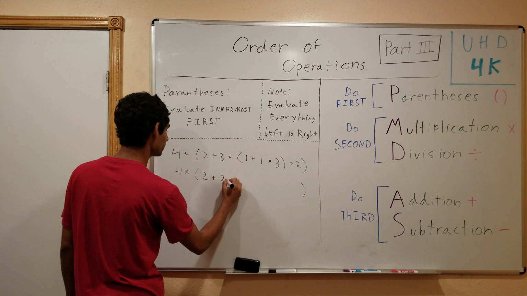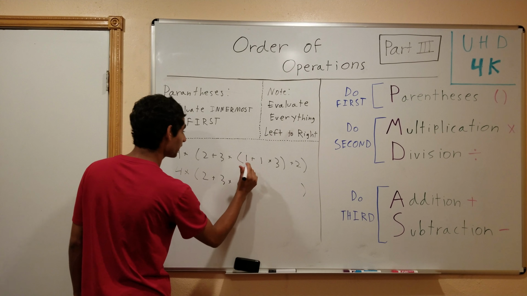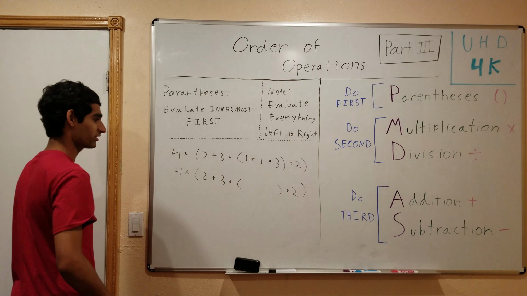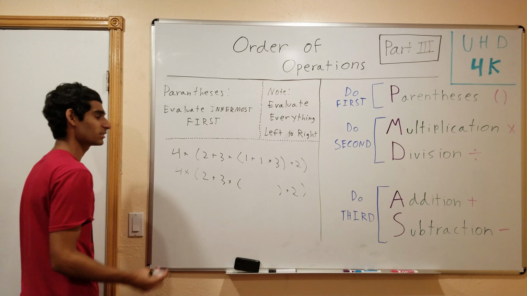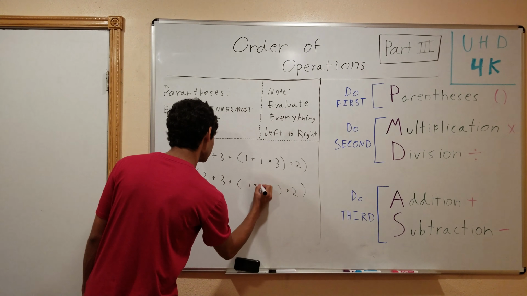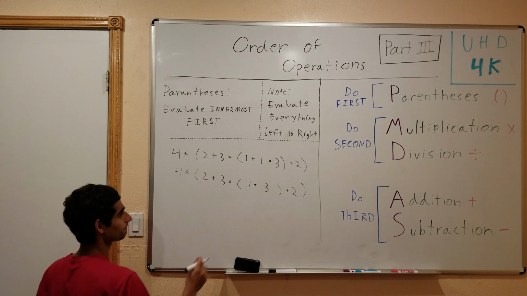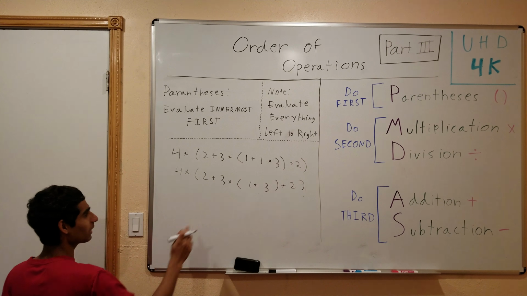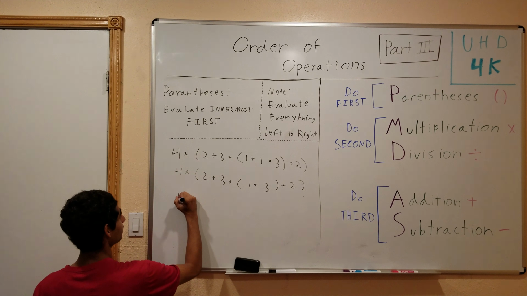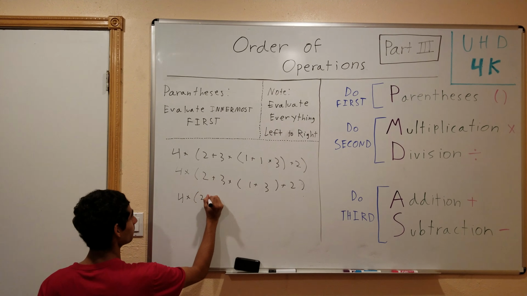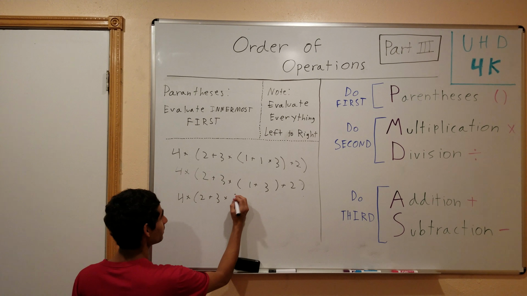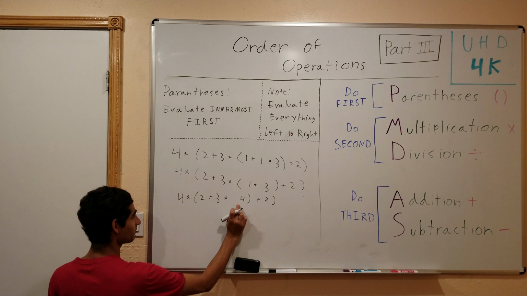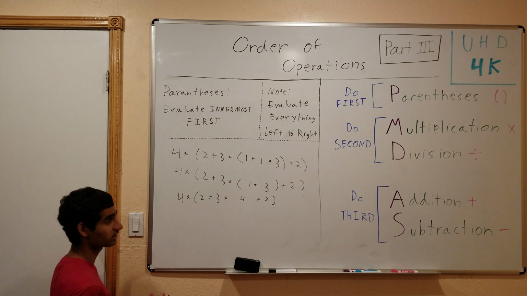2 plus 3 times. And now inside this, I must do the multiplication first. So what is 1 times 3? It's 3. So 1 plus 3. Now we must continue evaluating the stuff inside here. 4 times 2 plus 3 times 1 plus 3 is 4. We can take out these parentheses since there's only one number inside.